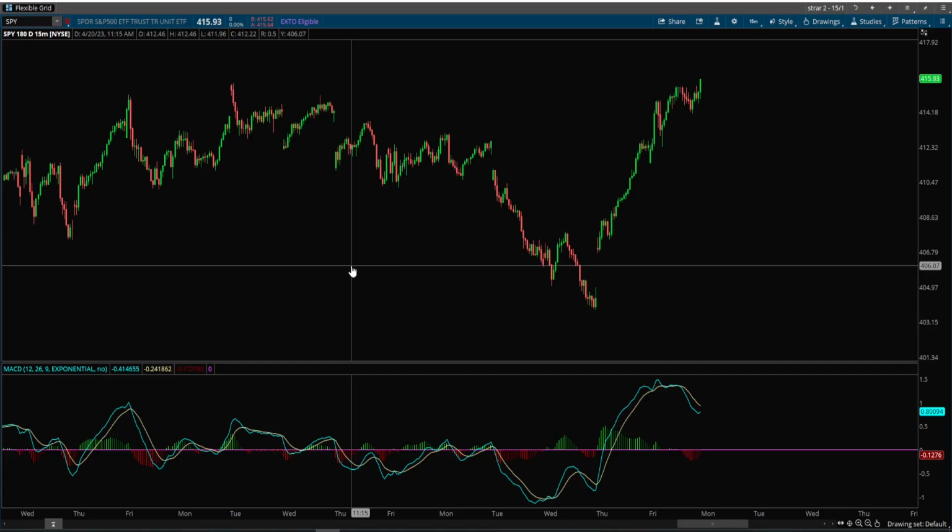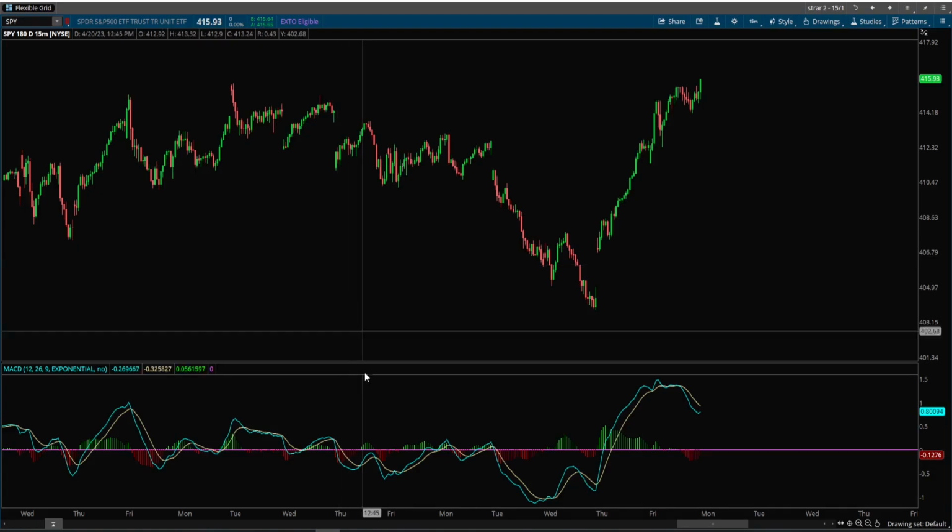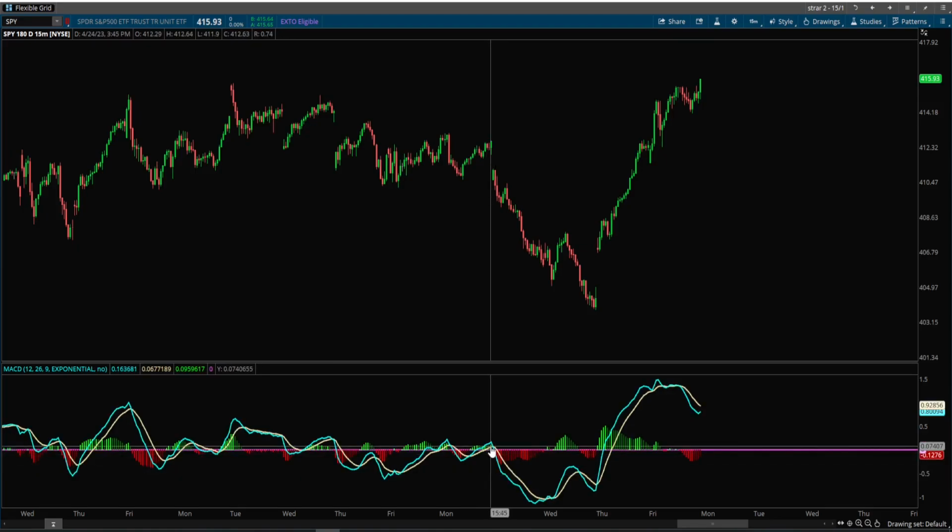In today's video, I wanted to make a quick indicator breakdown on the moving average convergence divergence, also known as the MACD. So the MACD down here, as you can see, is a momentum oscillator that is a great way to identify trends and trend reversals.